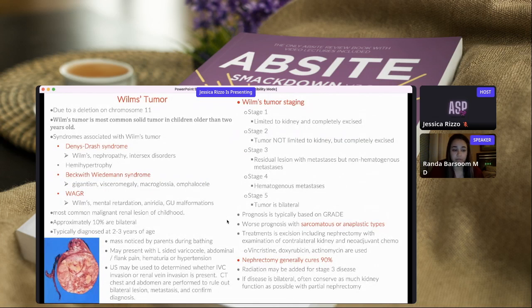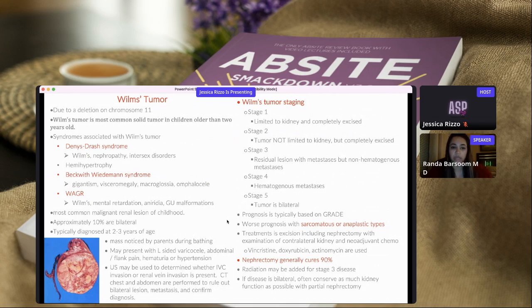Wilms tumors are another common tumor that they love to test. It's the most common solid tumor in children older than 2 years old. Those are associated with Beckwith-Wiedemann, WAGR, and Denys-Drash syndromes. They are the most common malignant renal lesion of childhood. Approximately 10% of them can be bilateral, and they're usually diagnosed between the ages of 2 or 3. The worst prognosis is the sarcomatous or anaplastic types, and in about 90% of cases, a nephrectomy generally will cure these children of this Wilms tumor.